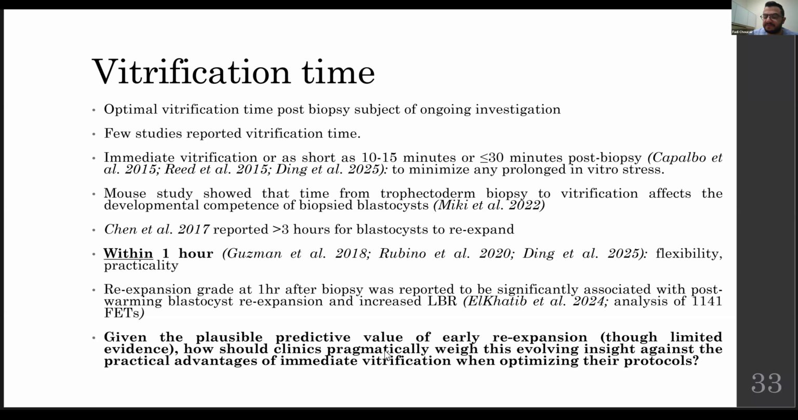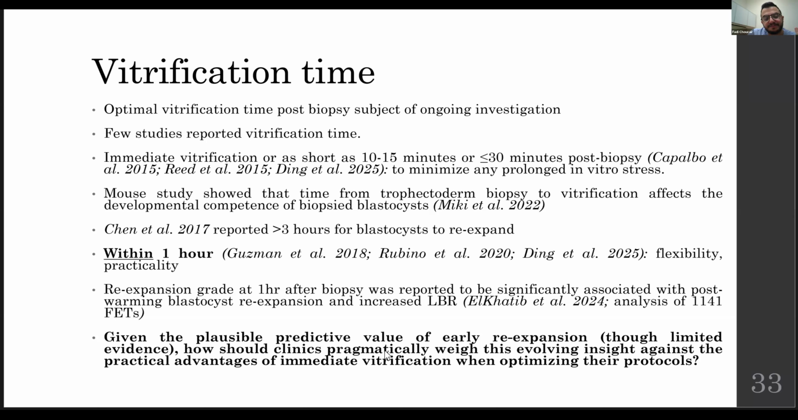Also, the majority of the literature that reported the time mentioned within 1 hour, which reflects flexibility and practicality. They weren't strict about a specific time. Only a recent study in 2024 by El-Khatib et al. checked the expansion grade 1 hour after the biopsy, and they graded the level of re-expansion, which was reported to be significantly associated with post-warming re-expansion and live birth rate.